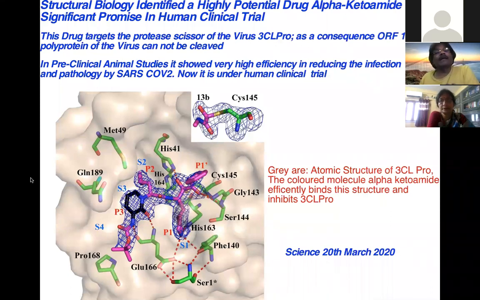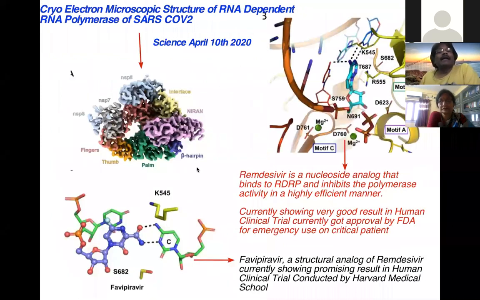Okay, here comes remdesivir. So remdesivir is an inhibitor of RNA-dependent RNA polymerase. So this is the structure of the RNA-dependent RNA polymerase, and here you can see this is remdesivir. That is how remdesivir fits into the structure of the RNA-dependent RNA polymerase.